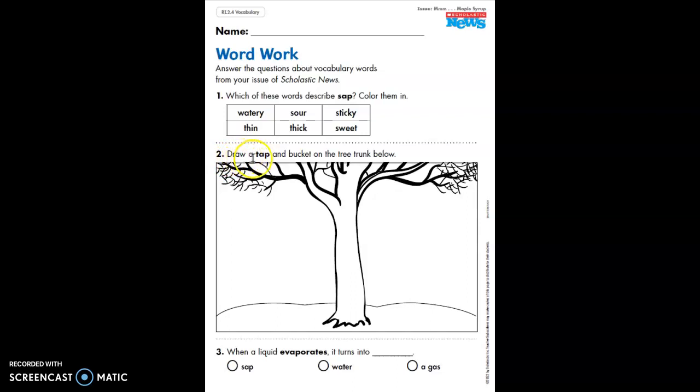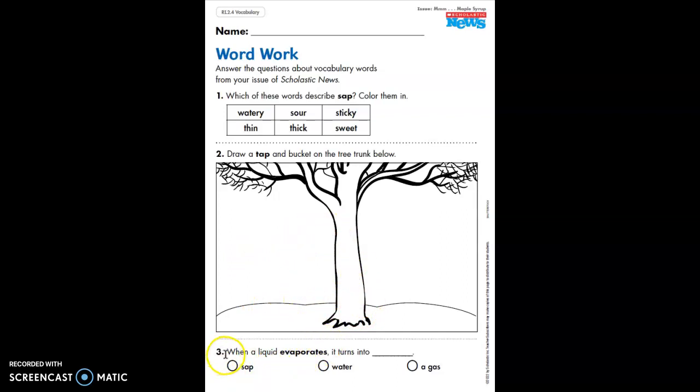Question 2. Draw a tap and bucket on the tree trunk below. Okay, so again, look at your Scholastic News for what a tap and bucket look like and draw it down below.